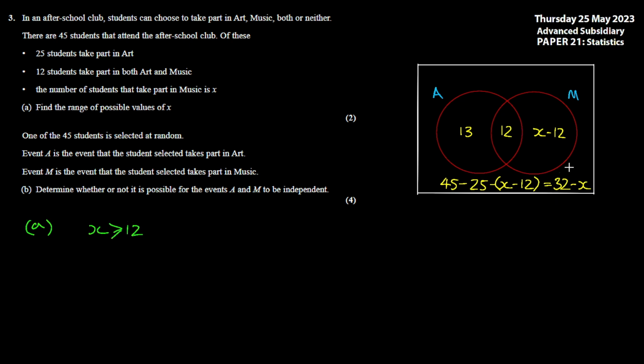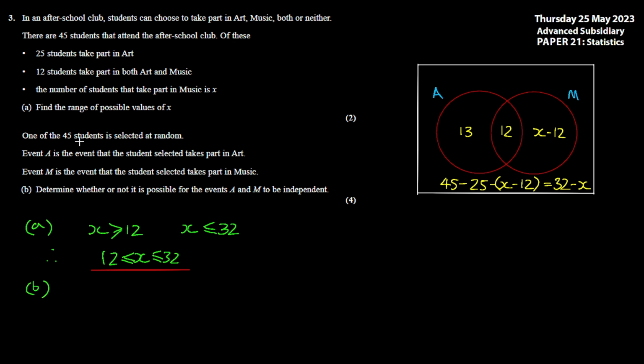And the other restriction of X is that X can't make this total here negative. It can make the number of students who don't take either of the subjects 0, but it can't be negative. So X cannot be greater than 32. Putting these two things together, X is less than or equal to 32 and must be greater than or equal to 12. And that is your answer to part A.